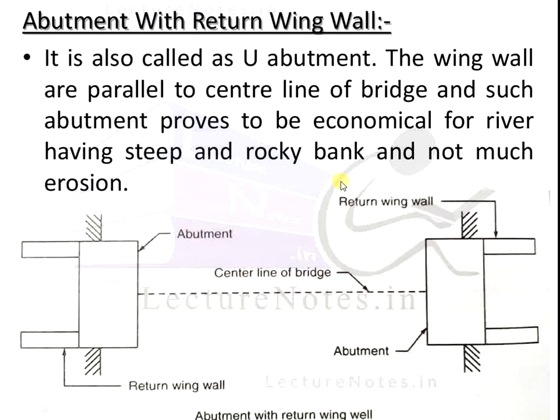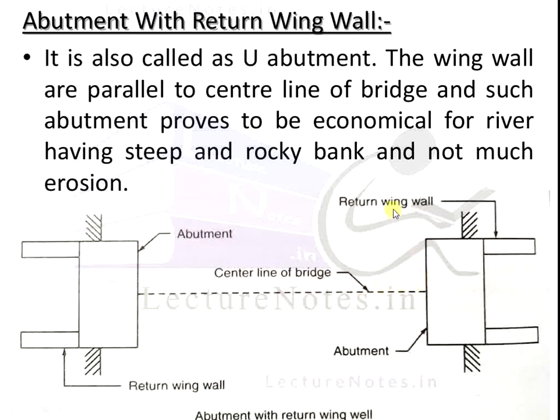The last type of abutment is the abutment with return wing wall. It is also called the U abutment. The wing walls are parallel to the center line of the bridge, and such an abutment proves economical for a river having steep and rocky banks and not much erosion. This type of abutment is also called the U abutment, and it is parallel to the center line of the bridge.